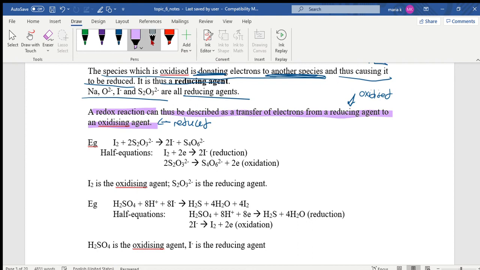Okay, let's take an example. Iodine plus 2 of this sulfur oxide, I don't know what you call it, gives these 2 things. So let us construct some half equations from it, shall we?